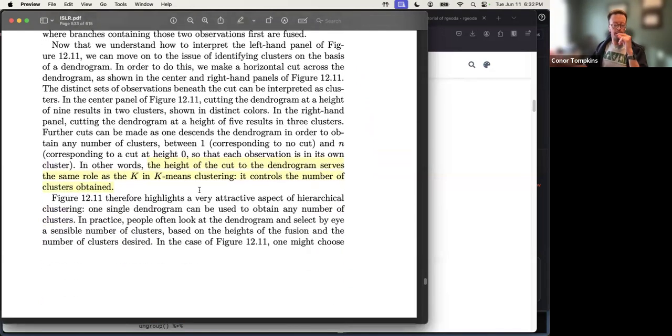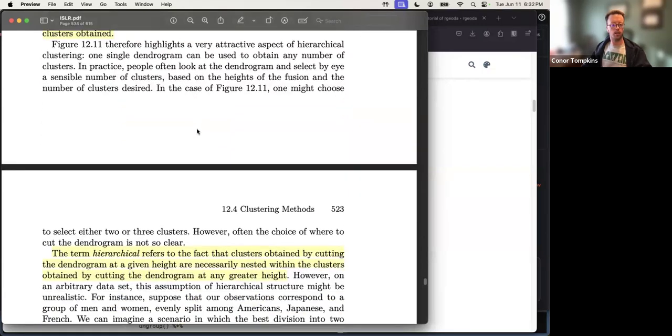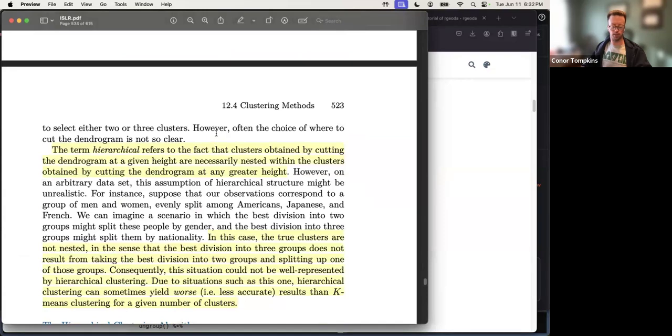So again, the parameter here is the number of clusters. In k-means, you can set that as k, that's the number of clusters. In hierarchical clustering, you can set the number of clusters by the height that you're cutting the tree at. Again, in practice, you sort of look at the tree and eyeball it based on the specifics of your data and the problem that you're working on.